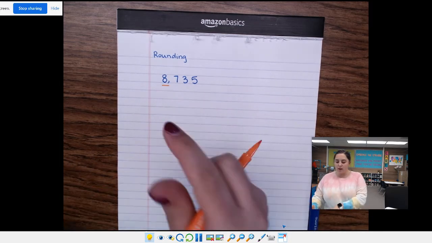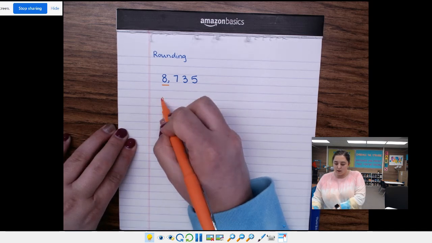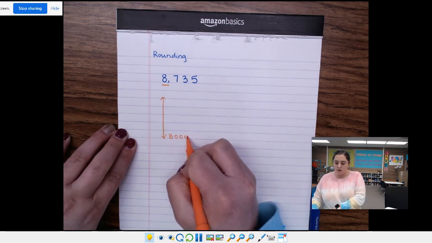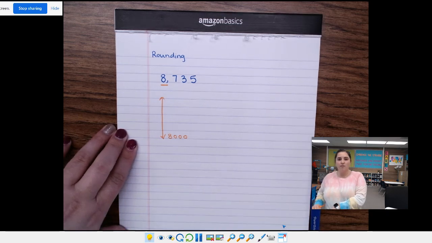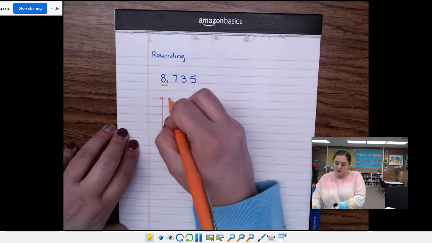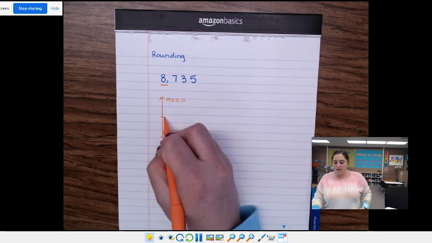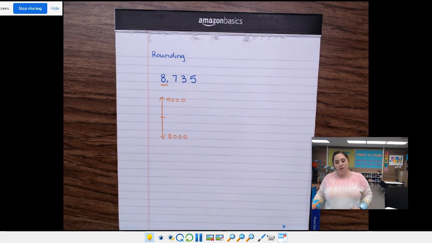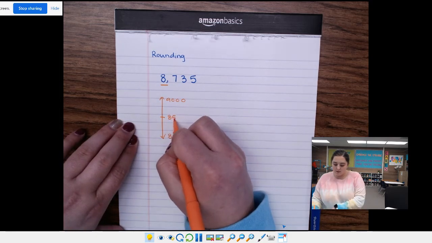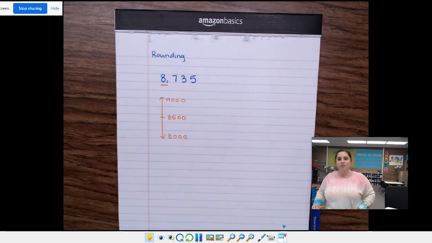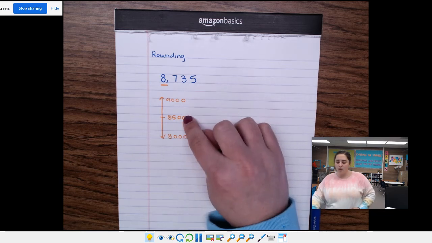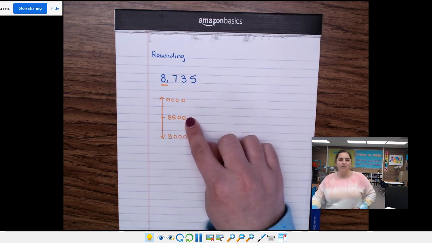So this number is in between 8,000 and what would be 1,000 more? 9,000. Can you think of what would be the midpoint, the middle of 8,000 and 9,000? That would be 8,500, right in the middle. So is our number more than 8,500 or less than 8,500?